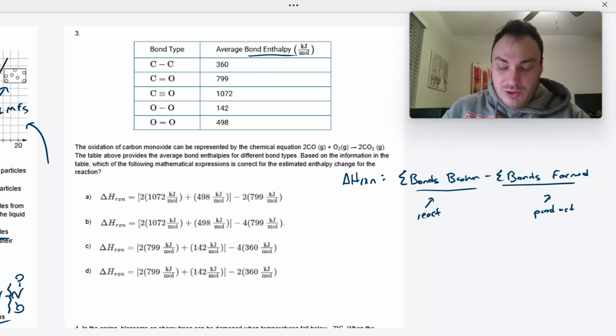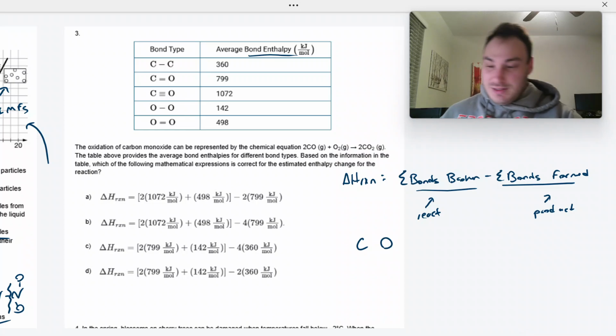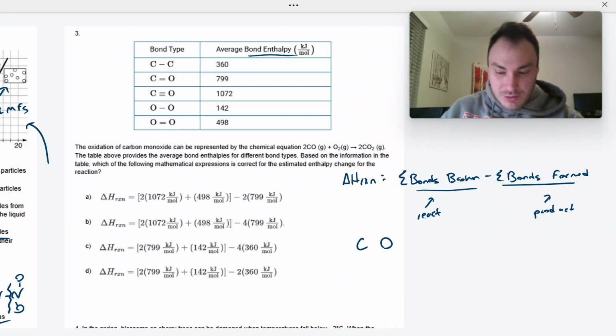So let's look at the reactants for this one. Carbon monoxide. We do have to make some Lewis structures here. Carbon monoxide looks like this. I don't have a periodic table nearby. All right, carbon has 4. Oxygen has 6. It's going to be a triple bond, so 4 plus 6 is 10. It's going to look like that.